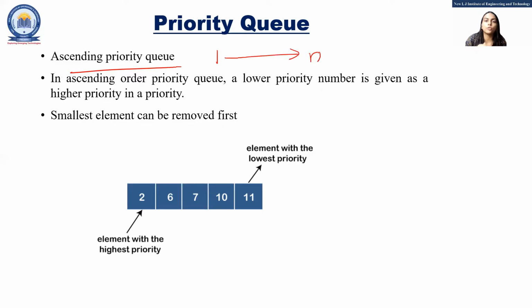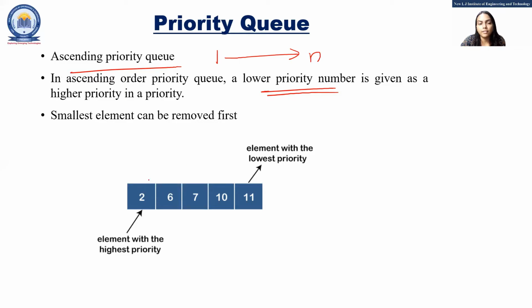So, it starts from the lowest number. If it is an ascending priority queue, the lower the priority number, the higher the priority. So when the situation comes to delete an element, who has the highest priority? The one which has the lowest number. That is the situation in an ascending priority queue.